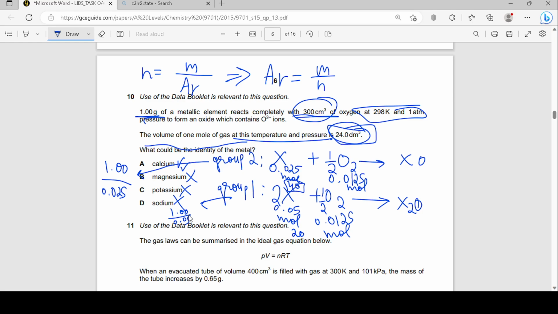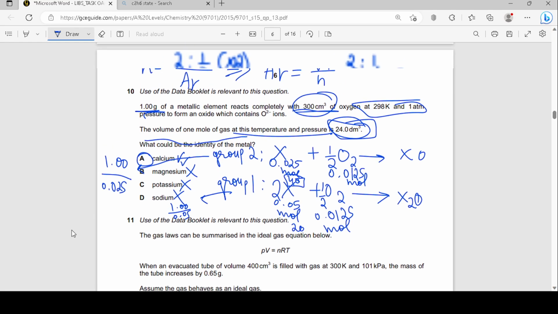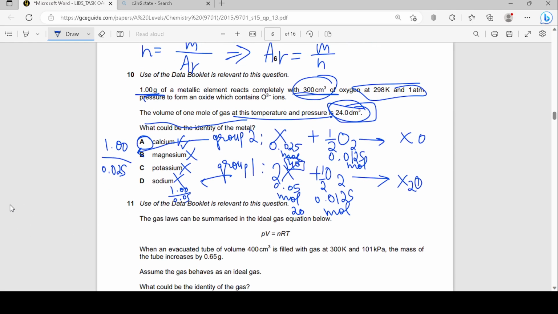So basically the closest answer I have is A, because 40 is really, really close to the Ar of calcium, right? So I'm going to take A as my answer. Okay? So hope that makes sense. Next question.